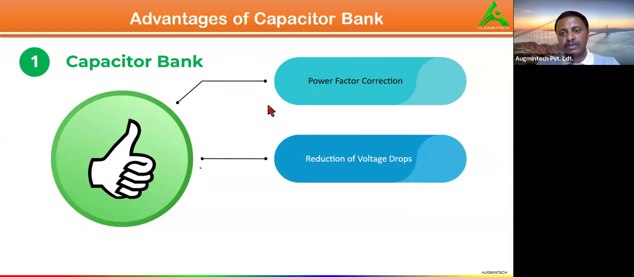And then it's going to reduce the voltage drops. Why does this voltage drop occur? Because as the length increases, for any conductor or cable, your reactance is going to increase, right? Resistance and reactance increase, so the impedance increases.